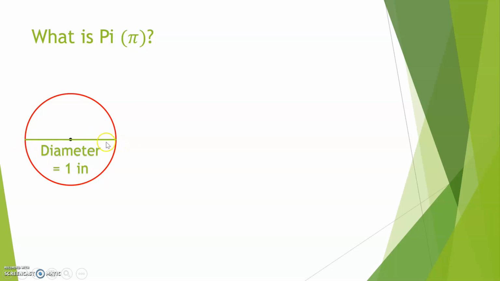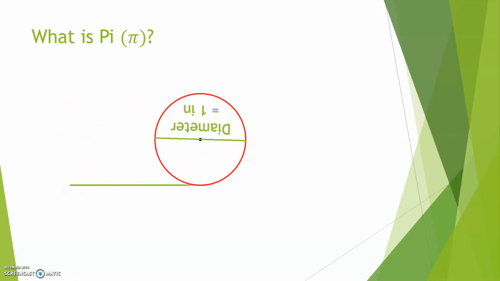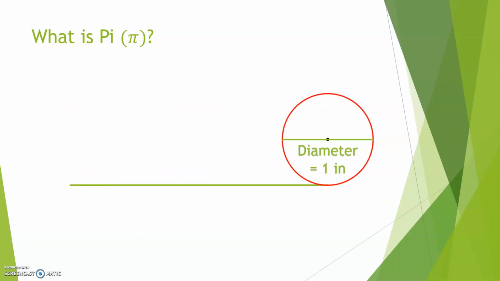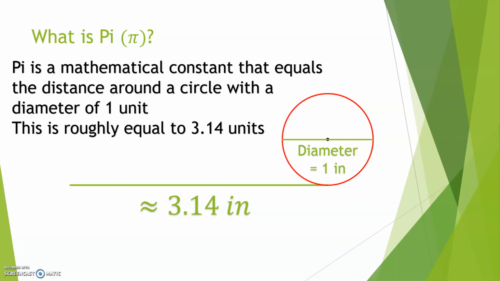If we take that circle and we pretend there's an imaginary point right at the bottom here that we're going to kind of trace, and we just start rolling that circle all the way until it goes one full rotation around. That distance is about 3.14 inches, give or take. And it keeps going. There's a bunch of numbers after that 4, but it rounds off to 3.14 inches, and that's what we call pi. Again, that distance all the way across, if we rolled that circle, would be 3.14 inches.